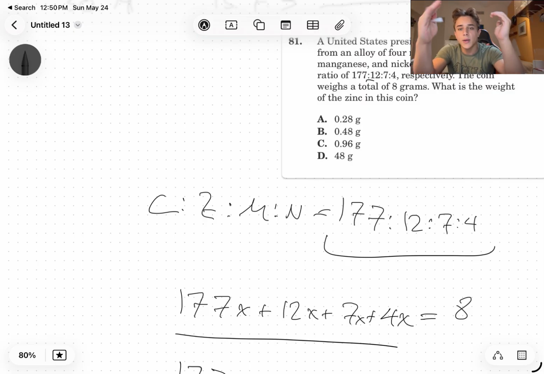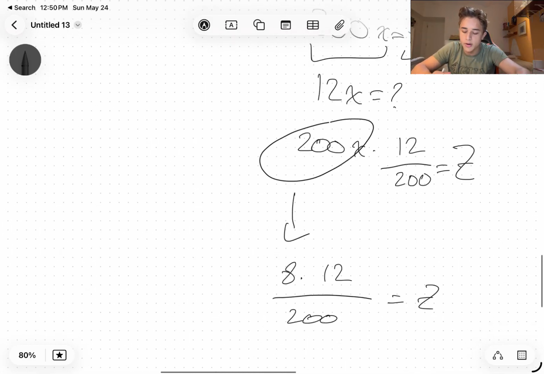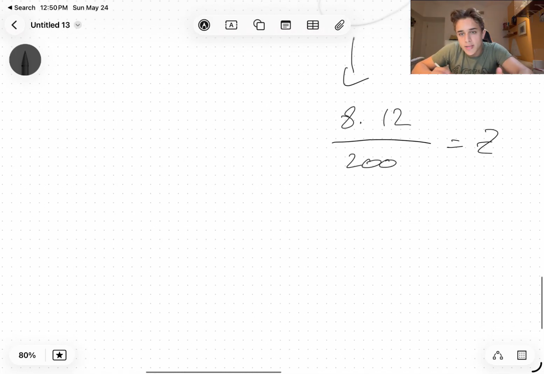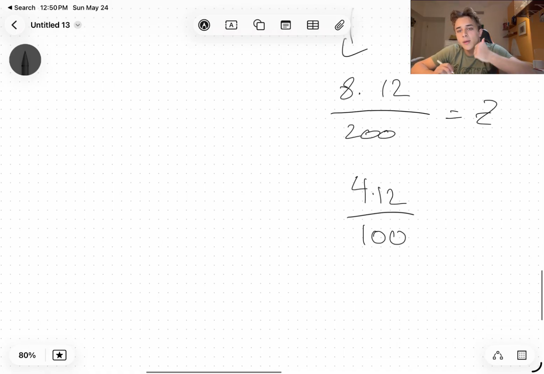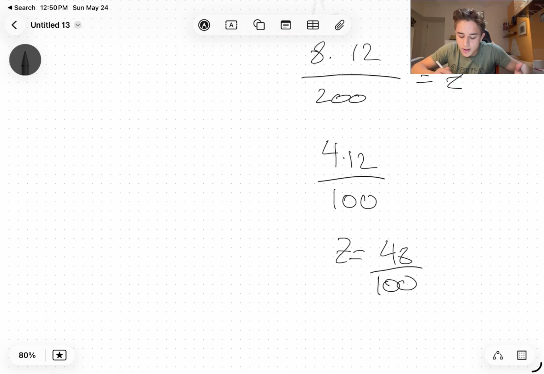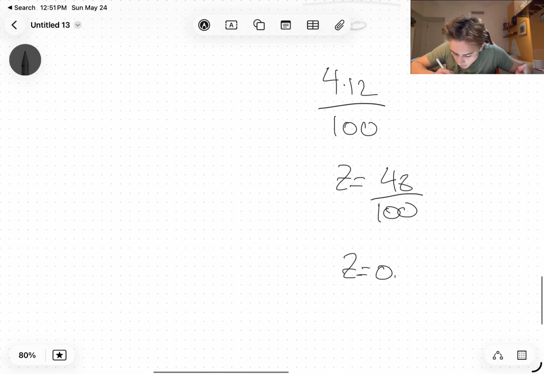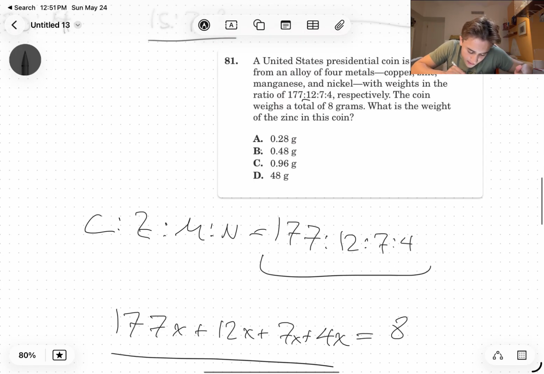We just need to get it to something divided by 100 because that's how it's easy to get something into a decimal. Then we're just going to move the decimal point back. So 8 times 12 over 200 is the same thing as 4 times 12 over 100, right? And 4 times 12 is 48. So we know Z equals 48 divided by 100. So we're taking 48 and moving the decimal point 2 places to the left. So Z equals 0.48. And if you see, that's answer choice B.